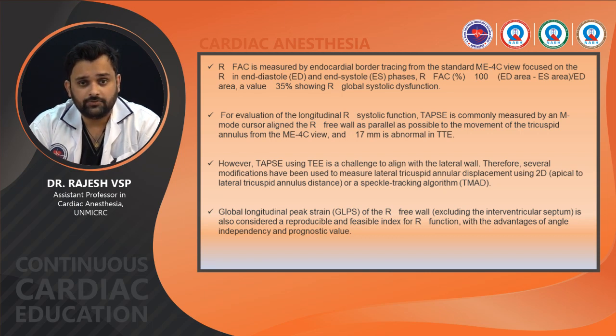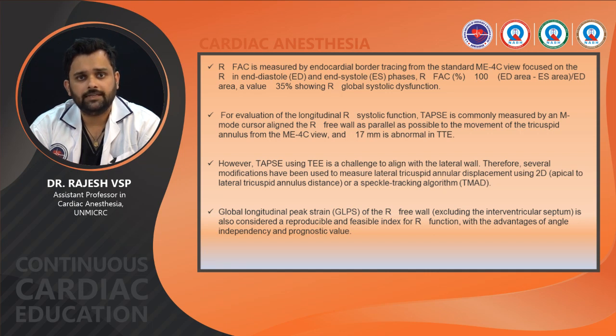For evaluation of longitudinal RV systolic function, TAPSE is commonly measured, and it can be measured using M mode, cursor aligned along the RV free wall as parallel as possible to the movement of tricuspid annulus, and less than 17 mm is considered abnormal. However, TAPSE using TEE is a challenge to align with the lateral wall. Therefore, several modifications have been used to measure lateral tricuspid annular displacement using 2D or a speckle tracking algorithm.